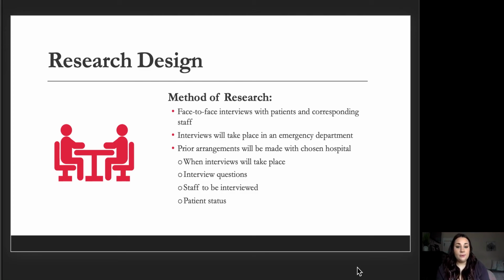And lastly, we will need to talk to the hospital about what sort of status the patient needs to be in to be interviewed. Obviously, if a patient is in a critical health status, they will not be interviewed. So we're going to need to make arrangements on what sort of patients can be interviewed before going in on the day and starting research.